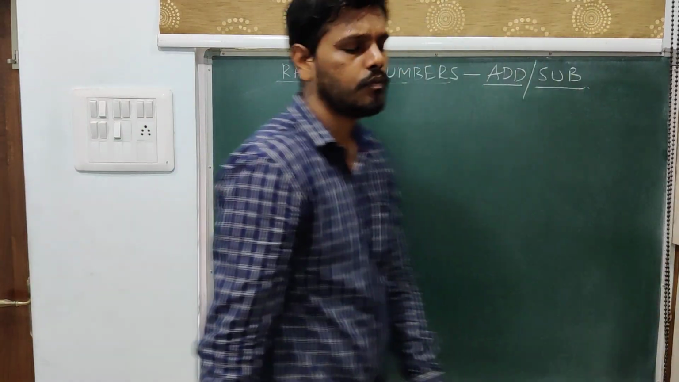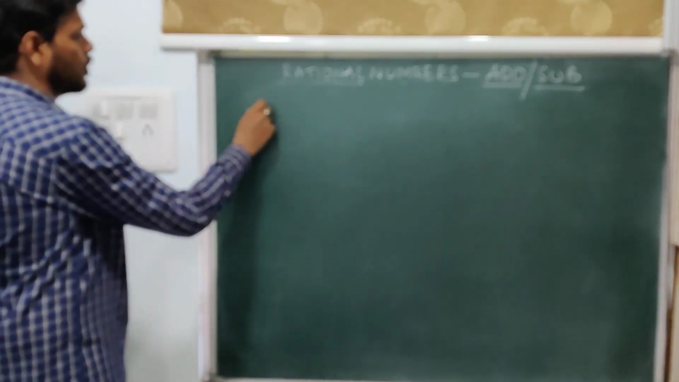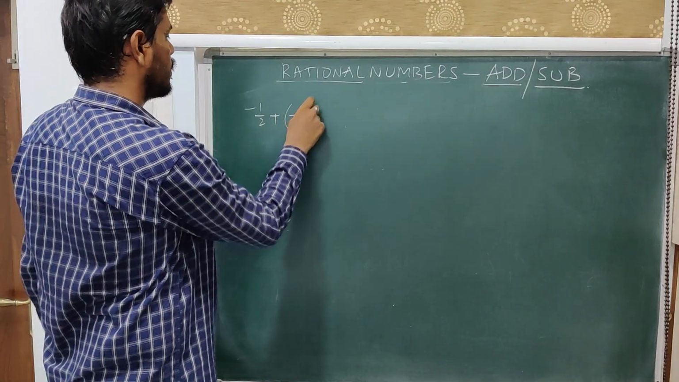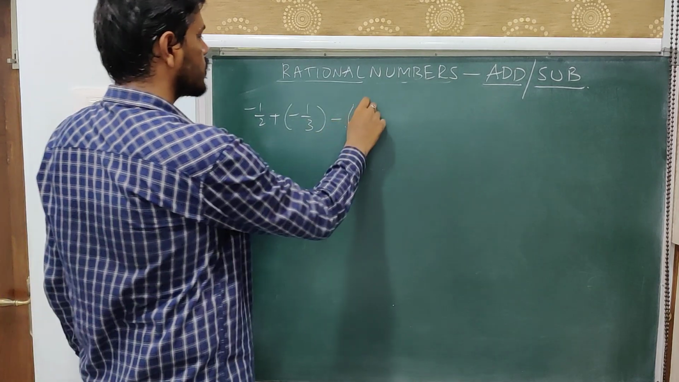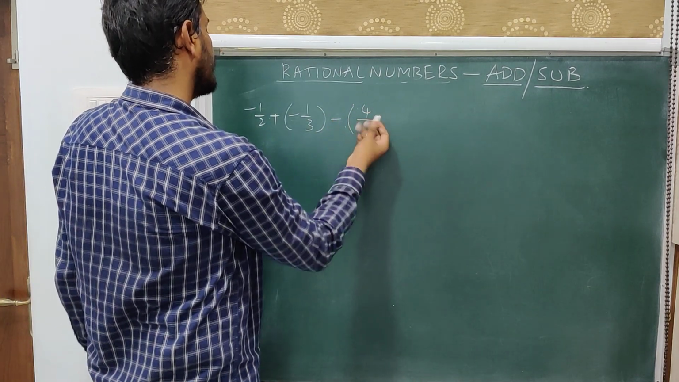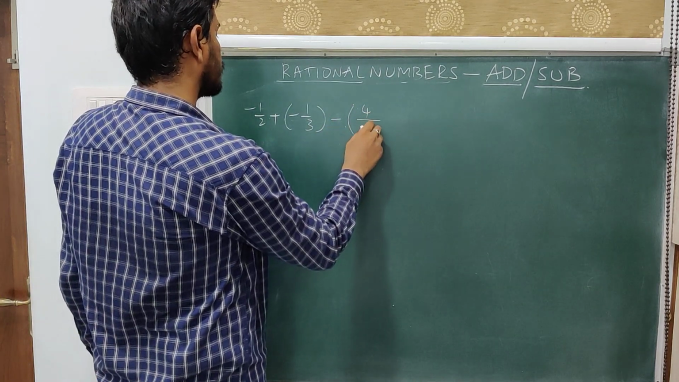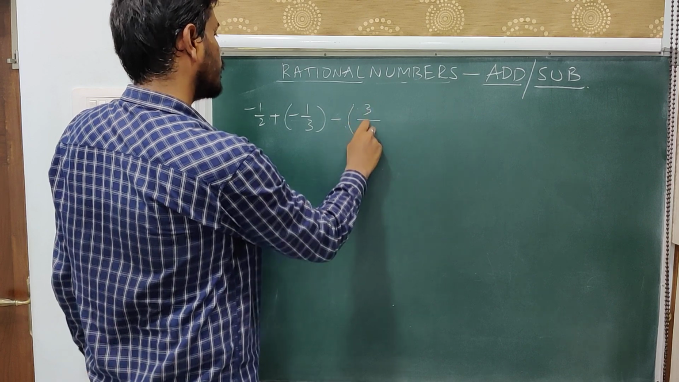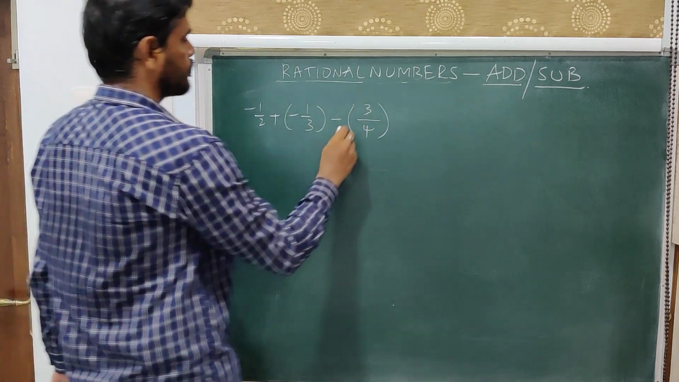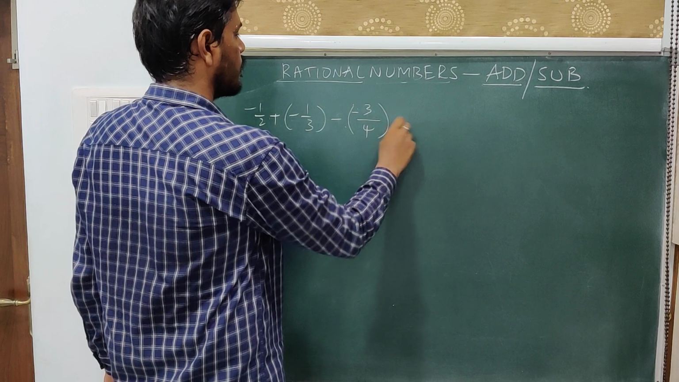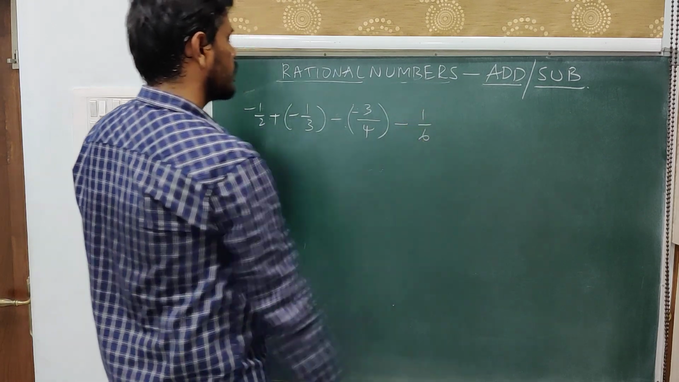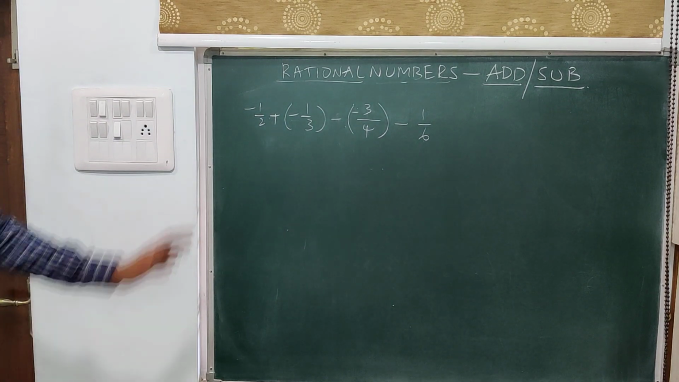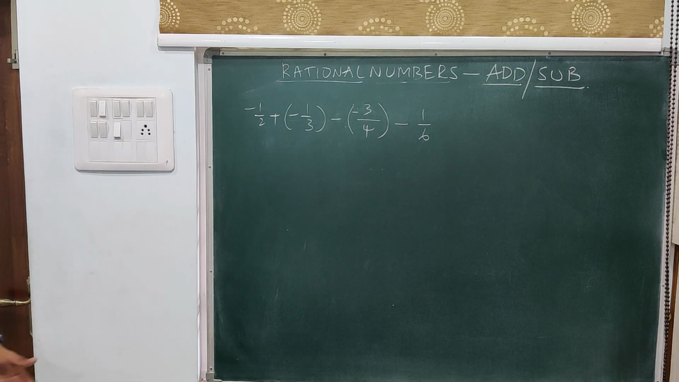So we will go with 4 numbers. I will say 1 by 2 plus minus 1 by 3 minus 4 by, say, some 3 by 4, or say minus 3 by 4, minus 1 by 6. Suppose this is the thing which you are supposed to do.